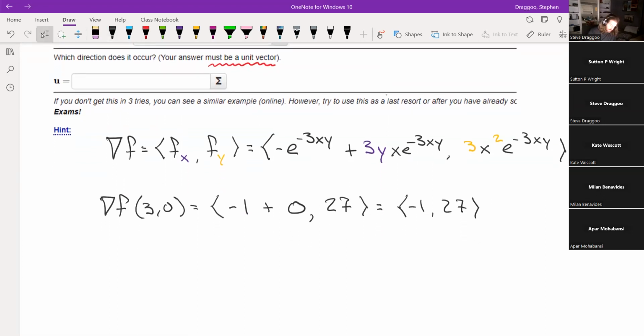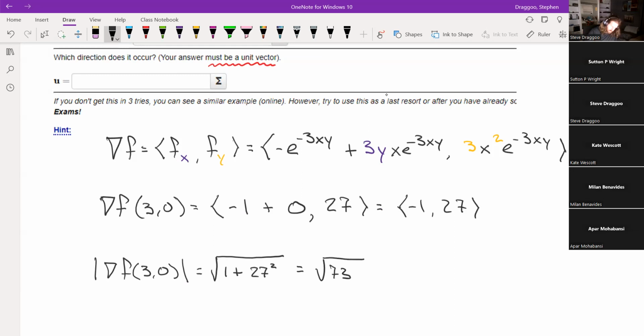The last element I need here is the magnitude of that gradient, which is no longer a vector. It is instead the square root of 1 plus 27 squared. As we all know, 27 squared is 729. So 729 plus 1 is 730. We'll just leave that thing as square root 730.